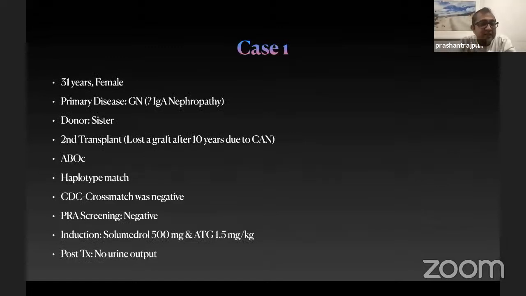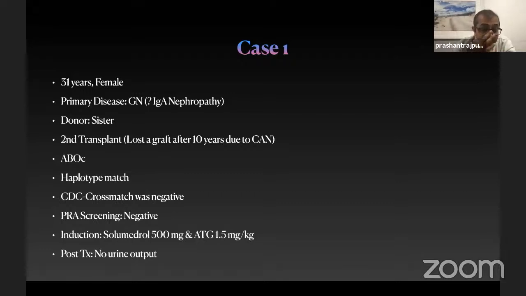The first case is a 31-year-old female. Her primary disease is glomerulonephritis, which is IgA nephropathy. The donor is her sister, and this is a second transplant. She lost the first graft after 10 years due to chronic allograft nephropathy, and the initial donor of this patient was her mother. It's an ABO compatible transplant. It's a haplo match, and the CDC cross match is negative.